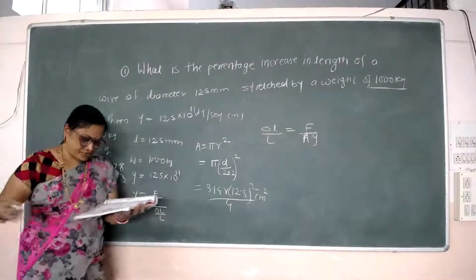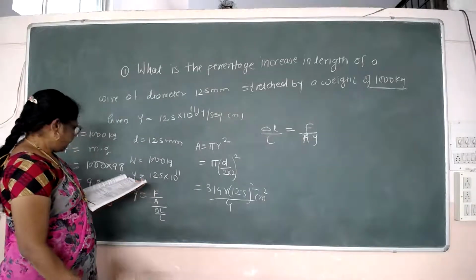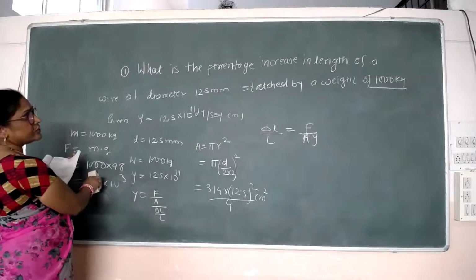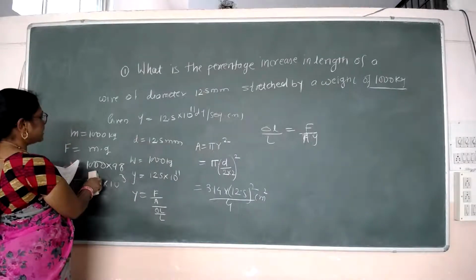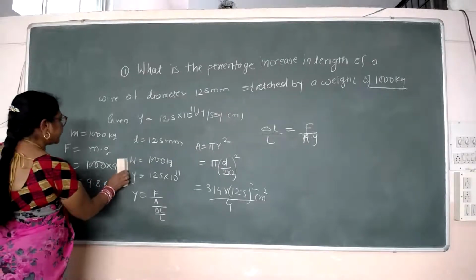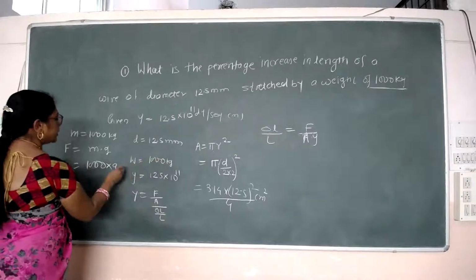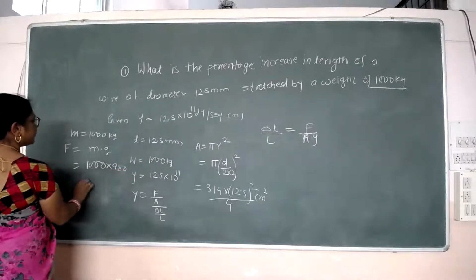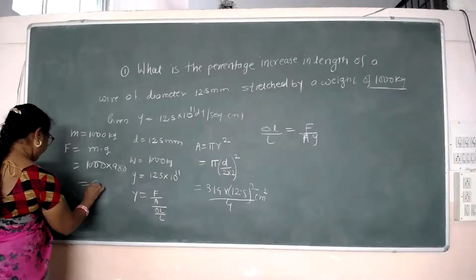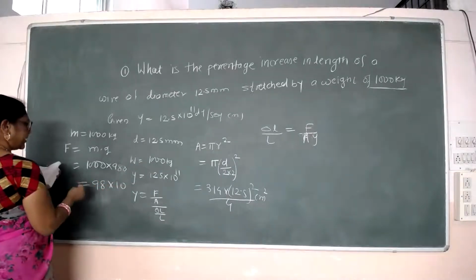Then substitute the values in the given equation. That is 1000 in the form of kg, into 9.8, that is equal to 9800, because it is in the form of centimeter. So convert this unit also into dynes. That is equal to 9.8 into 10 to the power of 4 dynes.